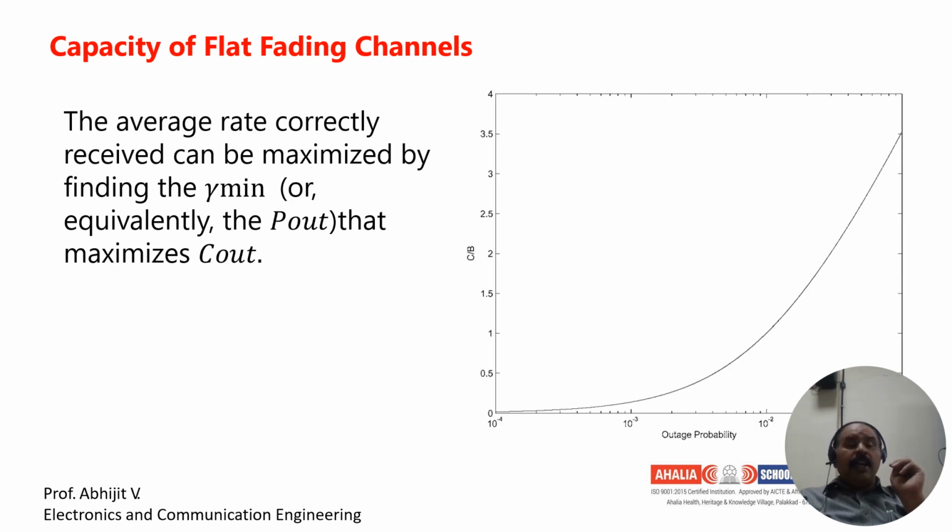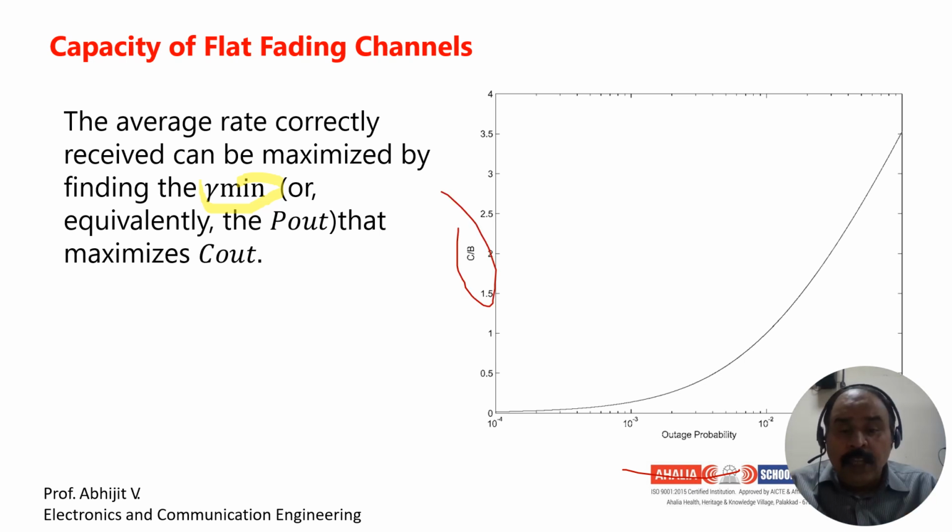The average rate correctly received can be maximized by finding the minimum required SNR, or equivalently the P out, that maximizes the outage capacity. Graphically, the outage capacity versus C by B, bandwidth, is given here.